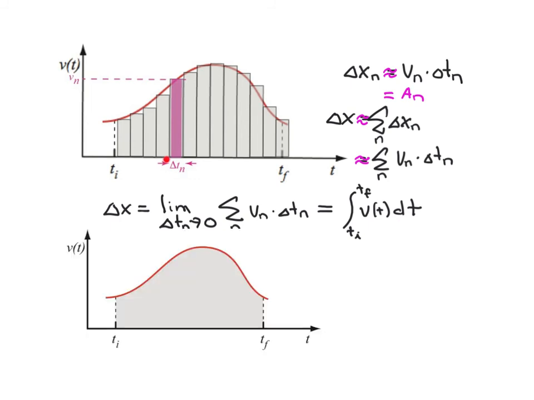And notice that in the limit that delta t sub n gets smaller and smaller, the gaps in here become smaller and smaller. And in this limiting case of delta t sub n going to 0, the thing that we're calculating corresponds to what we call the area under the curve, the area of this gray shaded region. So this we can write is equal to the area under the curve.